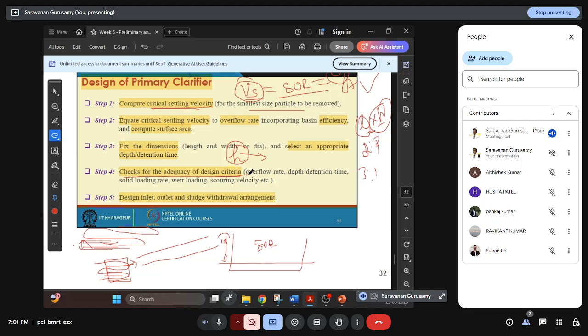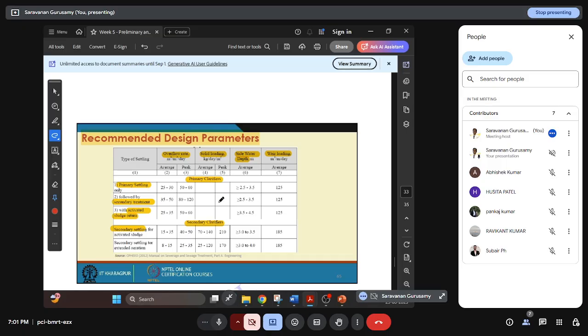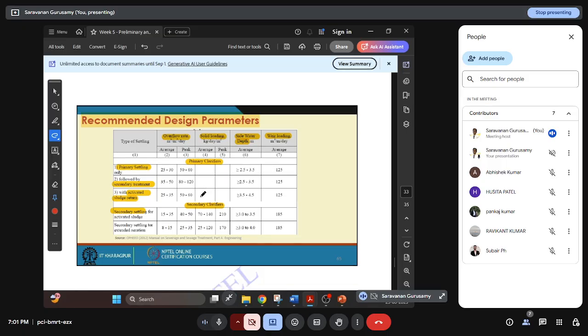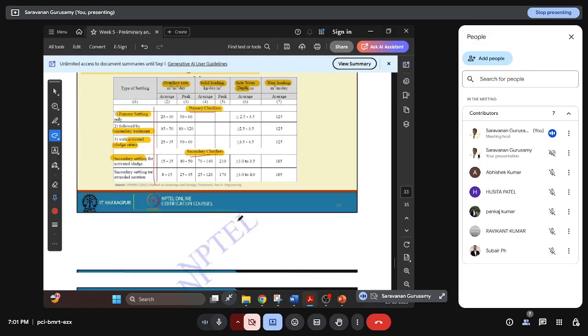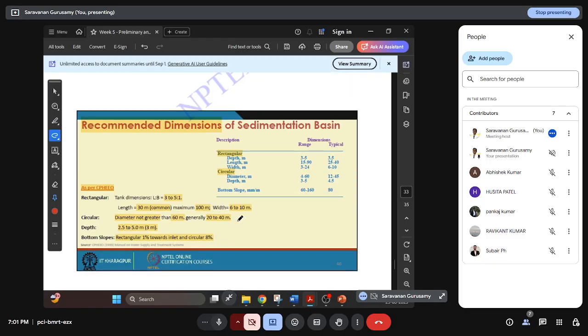Then check the design criteria and design the inlet and outlet arrangements. So the first step is the design parameters you have to know for a primary settling tank or secondary settling tank. What is the purpose? Based on that, you can take the values from here. See, the recommended dimensions for a rectangular tank: the depth should be between 3 to 5, length 15 to 90. Why do we have the depth in this recommended range? If it is 3 to 5, then the tank will perform perfectly. Then circular tanks will have diameter and depth. You got it?